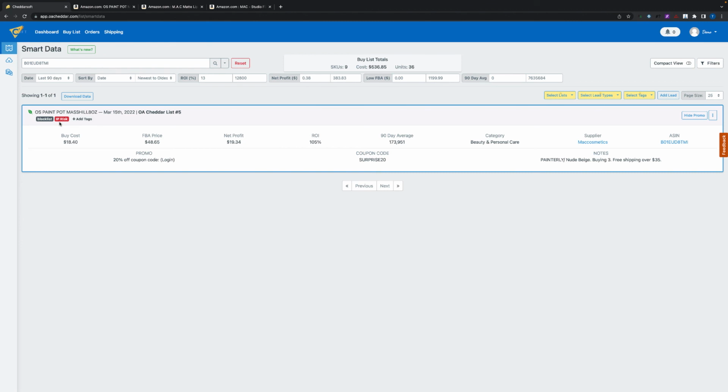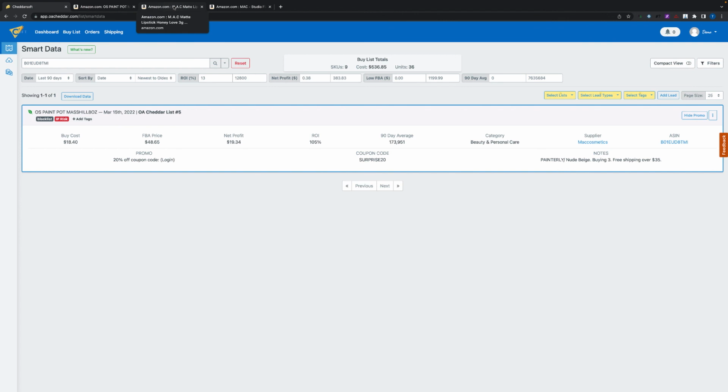So now I can either filter it out of my results so I don't see it in the future, or my team knows when they're going through and looking for replens not to purchase this product, because it has been deemed an IP risk and we have blacklisted it. That's the beauty of Cheddar Soft, guys. It allows you to add tags to your leads and to your data.